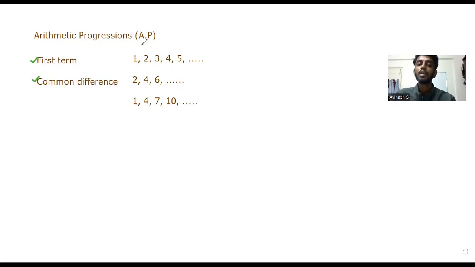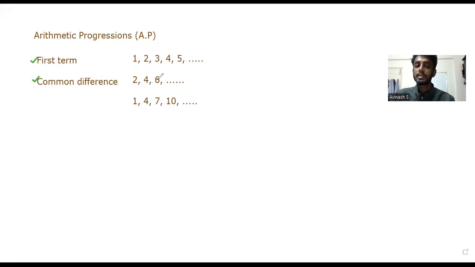For example, 2 minus 1. You have to always go from the second term to the left. 2 minus 1 is 1. 3 minus 2 is 1. 4 minus 3 is 1. 5 minus 4 is 1. So all these are the same. That is called the common difference.